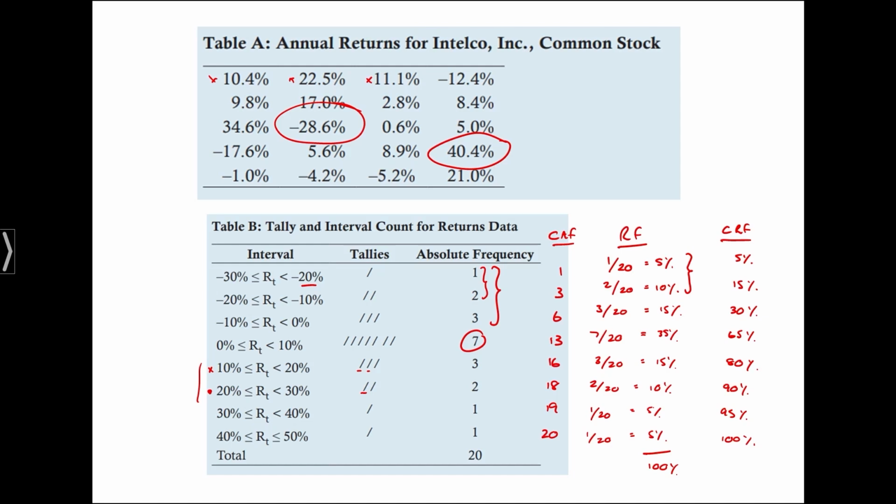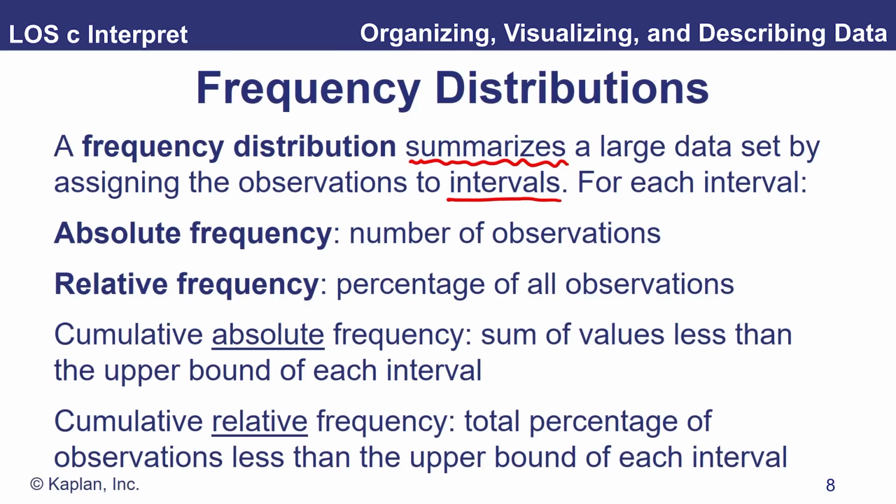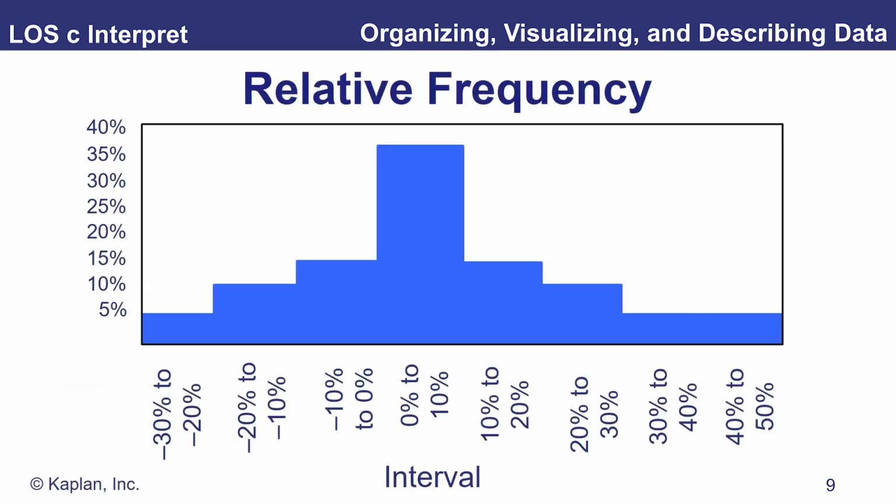Let's have a look at those visually. So there's our relative frequencies that we were looking at. So there's our 5%, 10%, sorry, it wasn't 15%, was it? It was 10%. 10%, 15%. Then our large one, which was 35%. Then we had 15% again, then 10%, and then 5%.